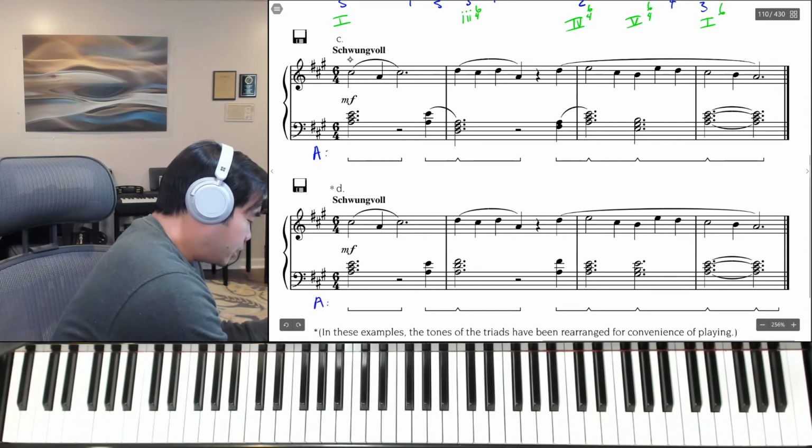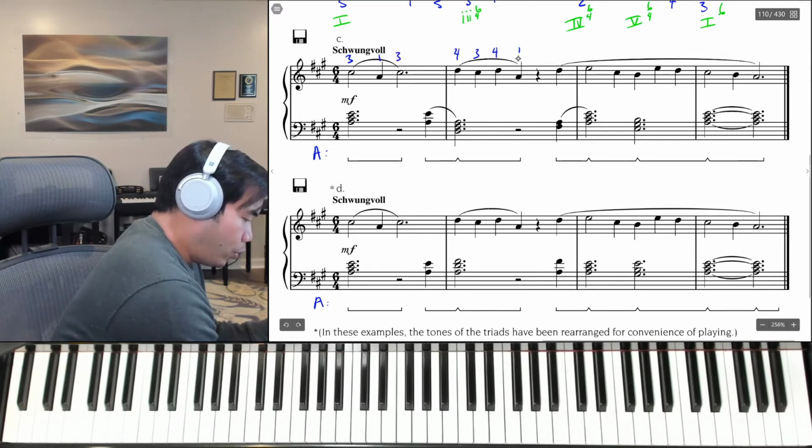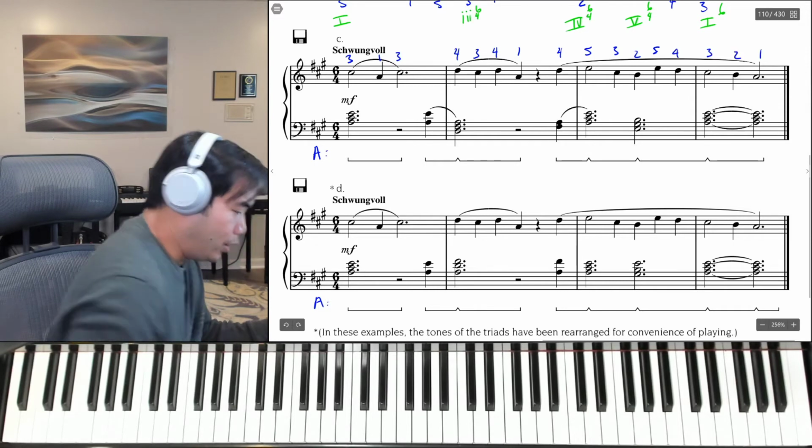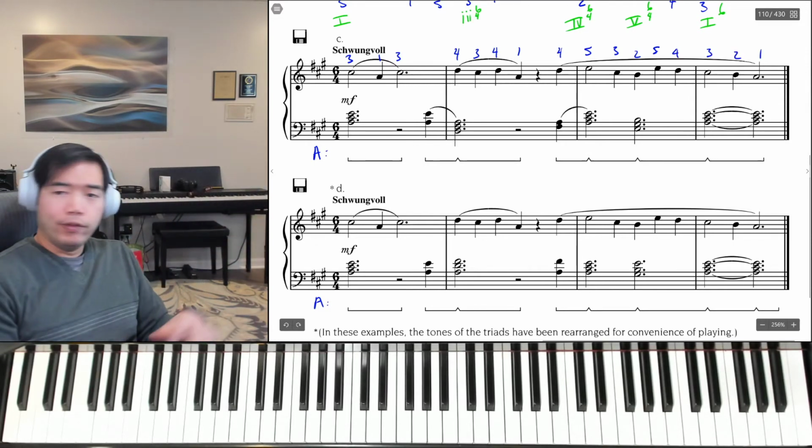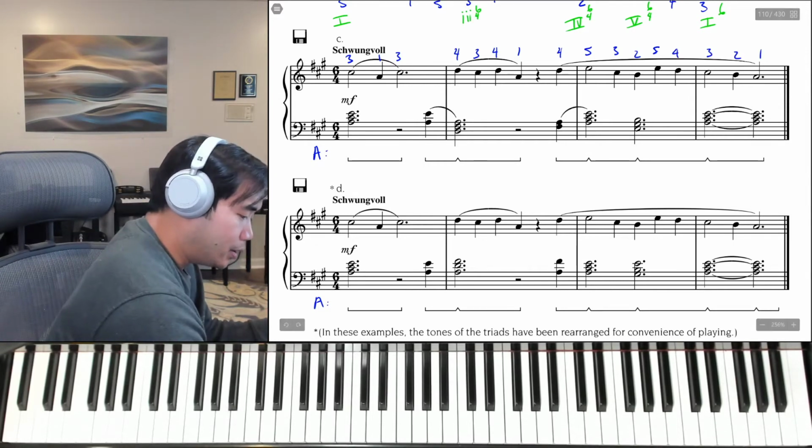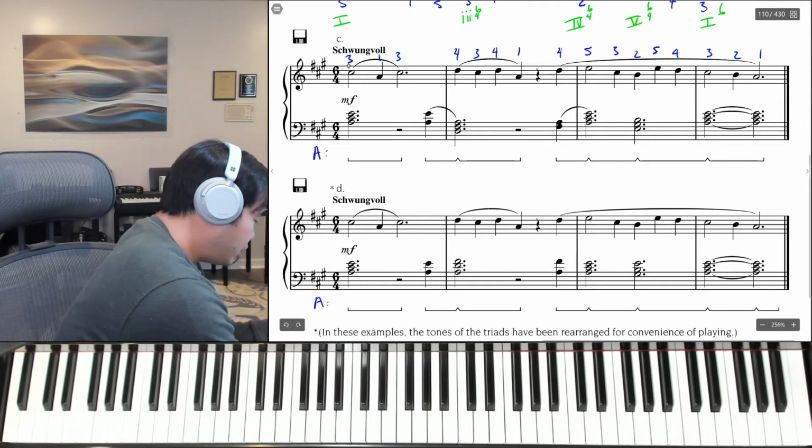Okay, right hand is going to start on third finger. 3, 1, 3, 4, 3, 4, 1, 4, 5, 3, 2, 5, 4, 3, 2, 1. If you want, you can write in cautionary accidentals. As it is in A major, you just have F sharp, C sharp, and G sharp.